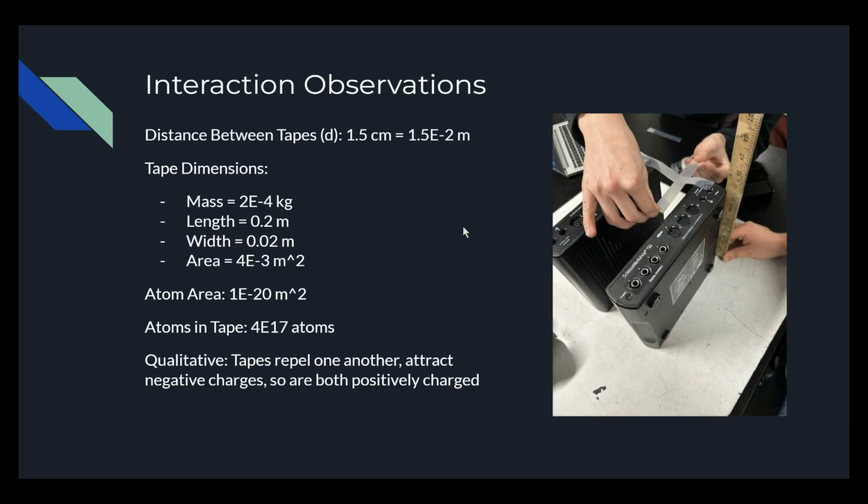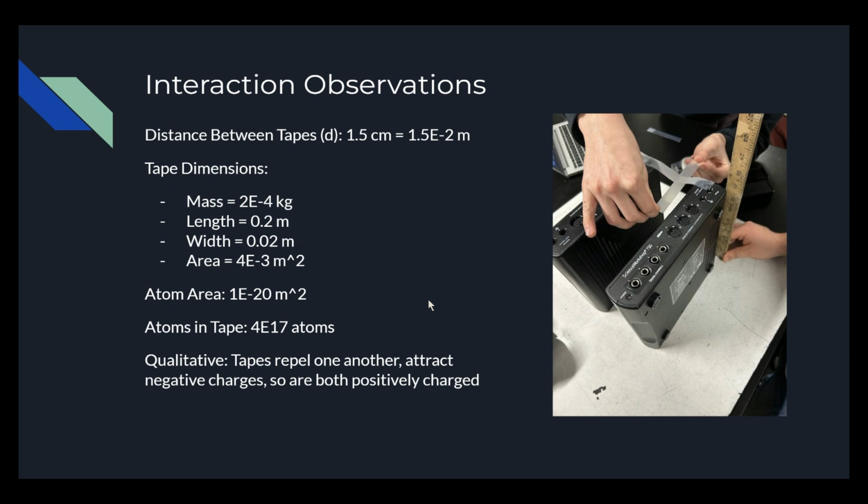The distance that we observed in the lab was 1.5 centimeters. We also measured the tape's dimensions, its length, its width, its surface area, and then approximated its mass. This is super important for later calculations. The atom area is going to be that tiny, tiny little approximation here. It's taking into account all of the different atoms inside of the tape and averaging them. And then you can take these numbers here and calculate the approximate number of atoms in the tape.